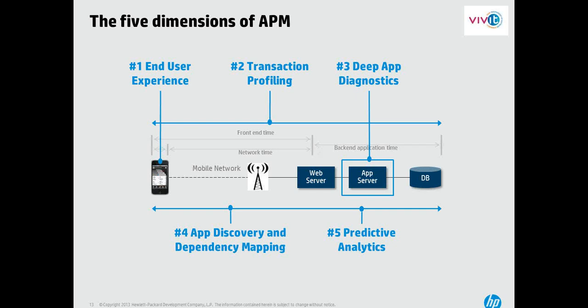The fourth important dimension is to understand the dependency of the applications with each other, which is understanding how a web server, or a series of web servers, is interacting with the application server, and applications are interacting with the backend servers or services which are coming in from external sources.